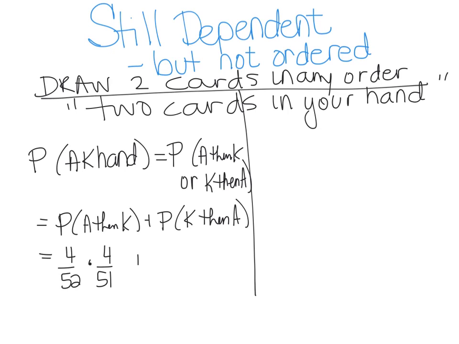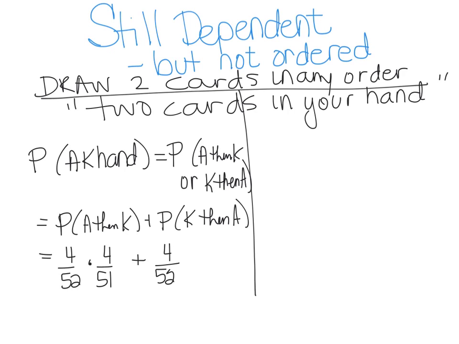And I'm going to do the same thing. I'm going to calculate the probability for king, then ace. So how many kings are there? 4 out of the 52 cards available. So you see how the probability of king changes? Before, the probability of king was 4 out of 51. Now the probability of king is 4 out of 52. So that's your conditional probability at work.